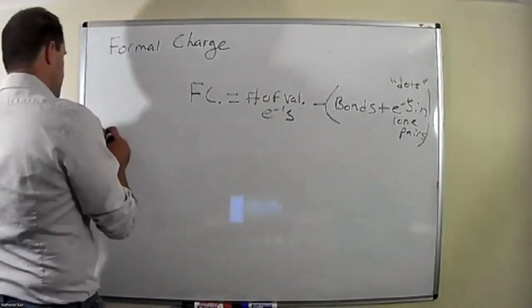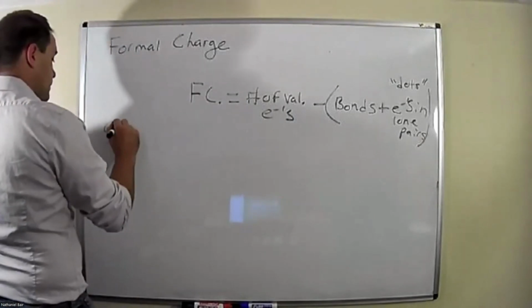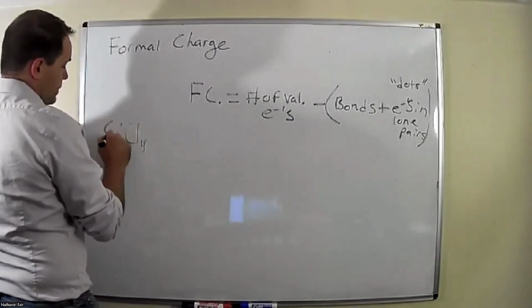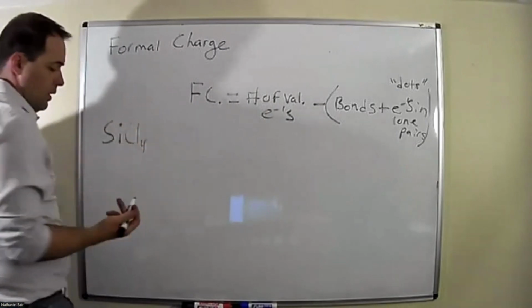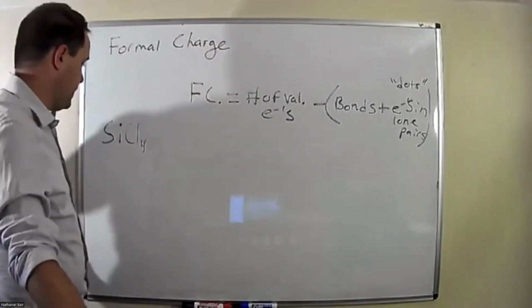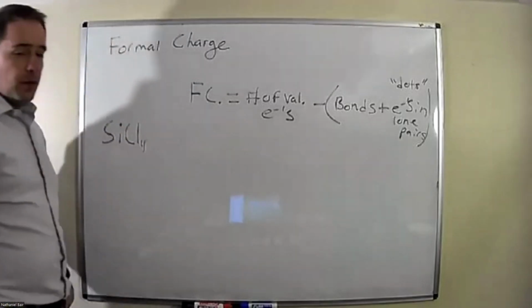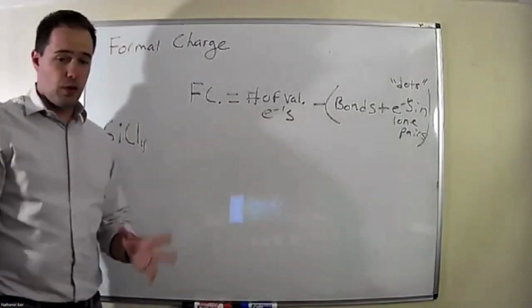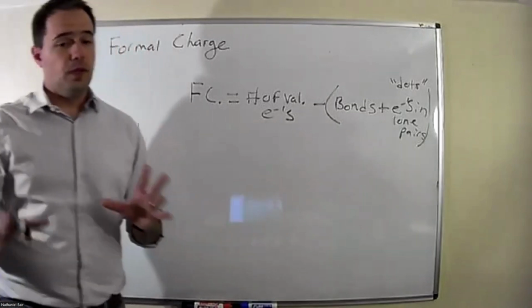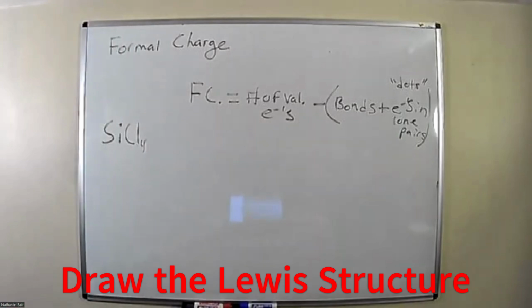Let's do silicon tetrachloride, SiCl4. Over the break, I'm going to go grab some more markers. I'm going to get another marker. They're in my backpack downstairs. Okay, here's what I want you to do. Add up the valence electrons, draw the Lewis structure for silicon tetrachloride. Then we're going to calculate some formal charges. So all I want you to do right now is add up those valence electrons and draw the Lewis structure. You got this.